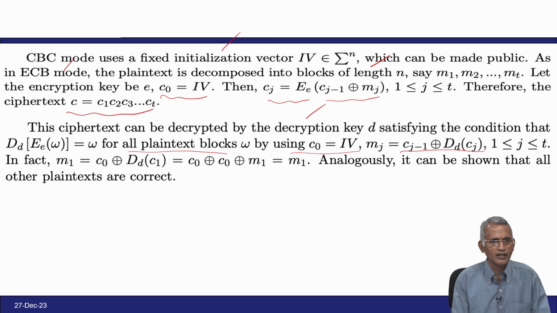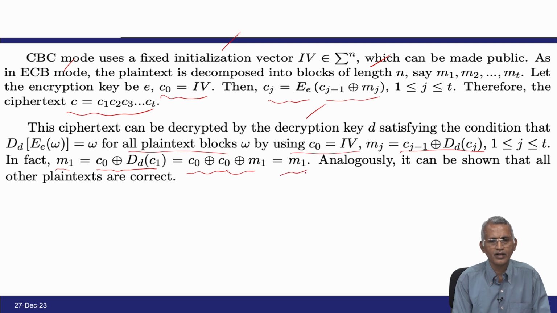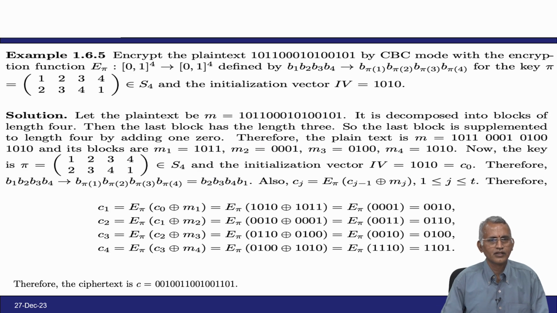So, in fact, M1 stands for C0 XOR D(C1), D in the sense of decrypt. So, decrypt of the C1, and then the resultant is C0 XOR C0 XOR M1, which is equal to M1, because C0 becomes 0 and then M1 only will come. Analogously, it can be shown that all other plain texts are correct. Now, let us go with one example so that further you can understand.